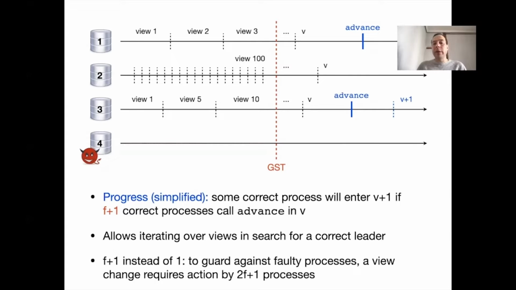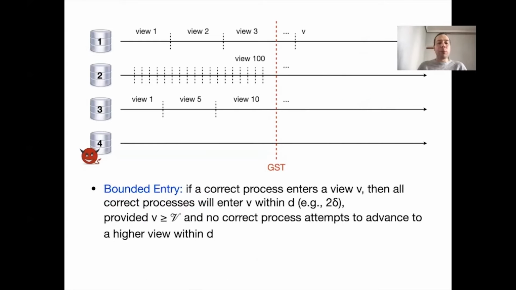Okay, now progress guarantees that some process will enter the next view v+1, but that's not enough to achieve liveness. For this, we need all correct processes to enter the same view. And now the next and last property ensures that this happens. It's called bounded entry. It guarantees that if a correct process enters a view v, then all other correct processes will also enter the same view v within an interval bounded by a constant D. So D is a parameter of the specification.